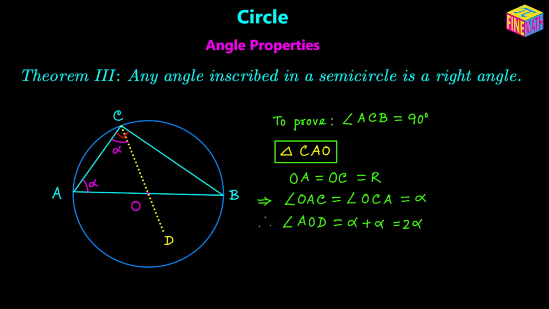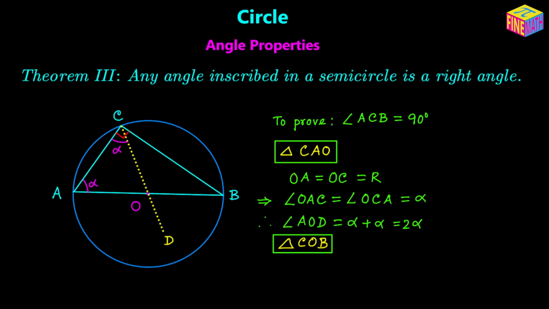So in that case, can we consider angle AOD as an exterior angle of the triangle? And this exterior angle will be equal to the sum of the two farthest interior angles. In this case they are alpha. So angle AOD will be equal to angle OAC plus angle OCA, which will be equal to alpha plus alpha, and that will be equal to 2 times alpha.